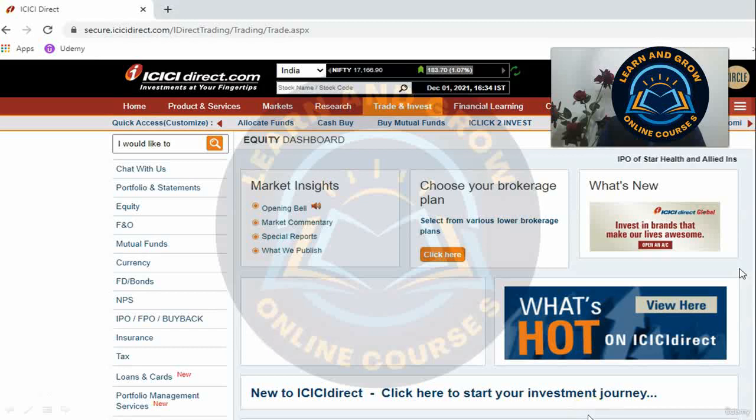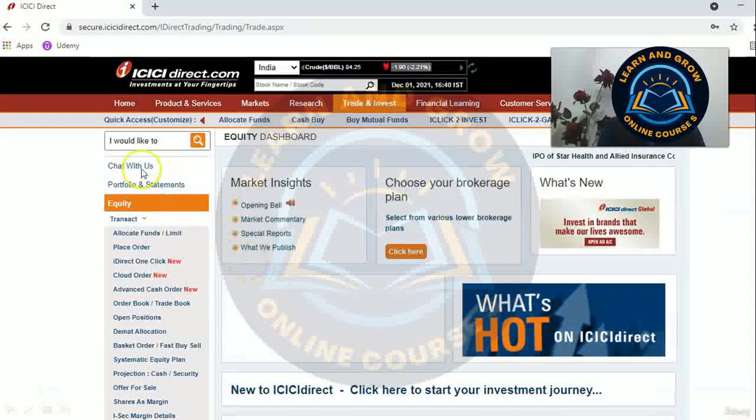Alright. And now, since we are concerned with equity, buying or selling in equity, I will click here on equity. The moment I do that, it shows me the various facilities or a drop down menu under the head equity. And now, since we are thinking of buying shares, the first thing which I would like to know is whether I have adequate funds in my bank account. And if I have my funds, then how much do I have? What is the limit? So I click on this allocate funds or limit.